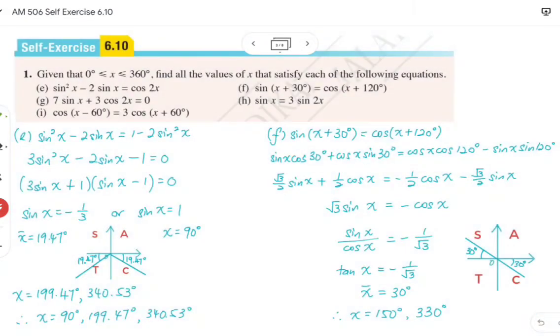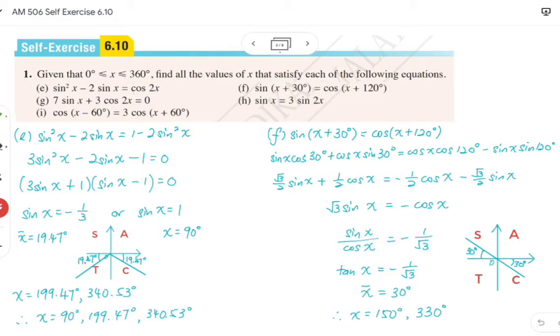Question number 1E. Sine square x minus 2 sine x equals to cosine 2x. We see two different functions here, alright? Sine x and cosine 2x. And we know cosine 2x, we can expand with the double angle formula, okay, in terms of sine, right?